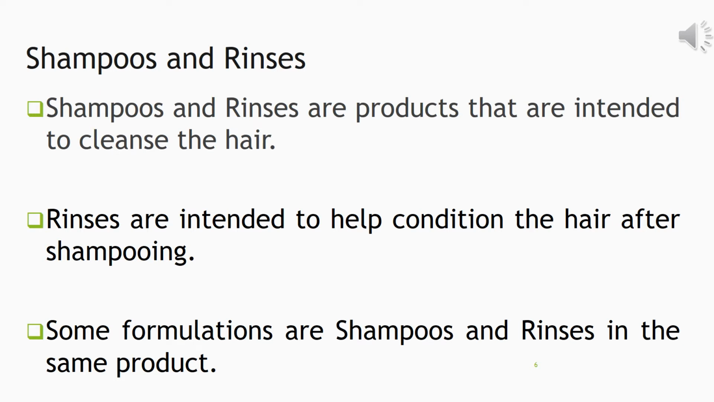So the first topic is shampoos and rinses. Shampoos and rinses are the products that are intended to cleanse the hair. Rinses are intended to help condition the hair after shampooing. Some formulations are shampoos and rinses in the same product. So the basic purpose of shampoos and rinses is to clean the hair.